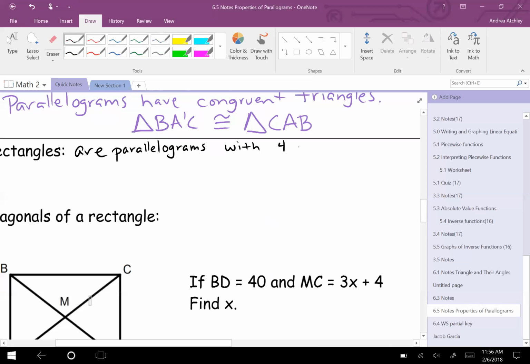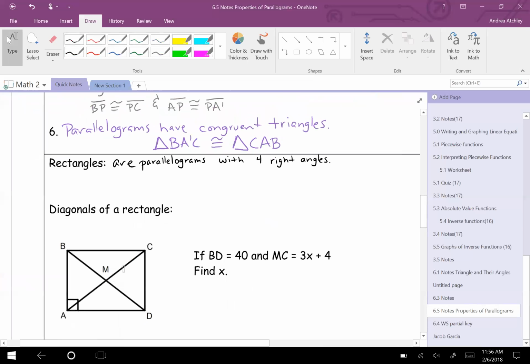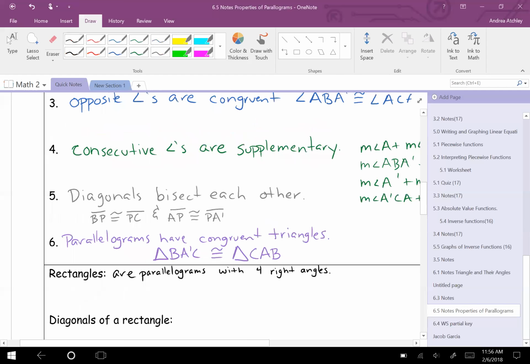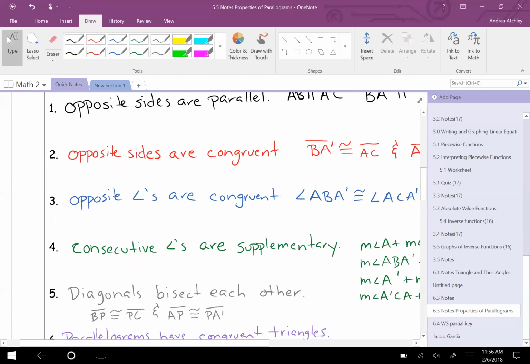With 4 right angles. Okay, that's what a rectangle is. So all 4 of those have to have right angles. Then a property of a rectangle that's different than just a parallelogram. Okay, all parallelograms have these 5 things.